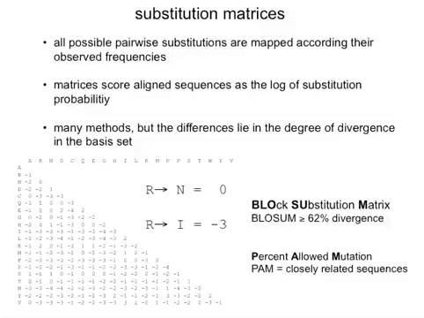Now, how do we compute our matrix? Well, there's a variety of different techniques, as I said. One that we'll frequently encounter is the so-called BLOSUM matrix, depending on how you want to pronounce it, block substitution matrix.